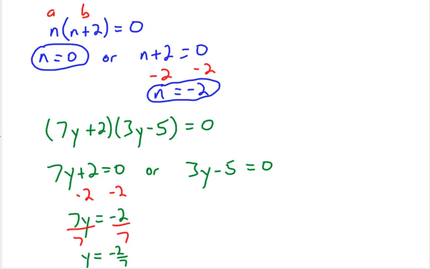And then over on this side, we're going to add 5 to both sides. And we're going to get, then we're going to divide by 3. And we're going to get y equals 5/3.